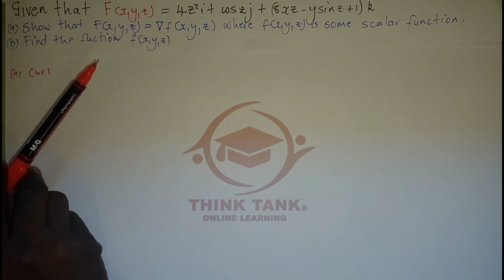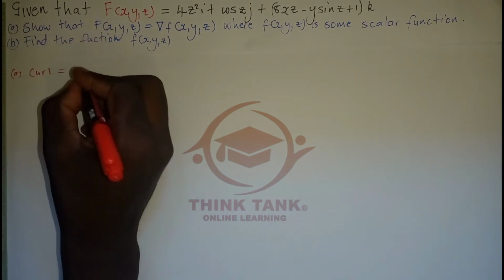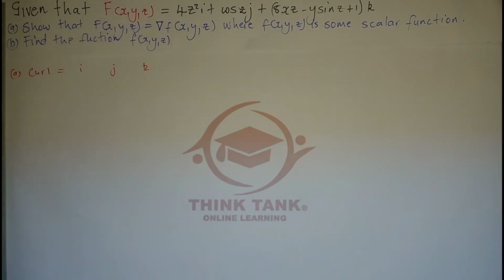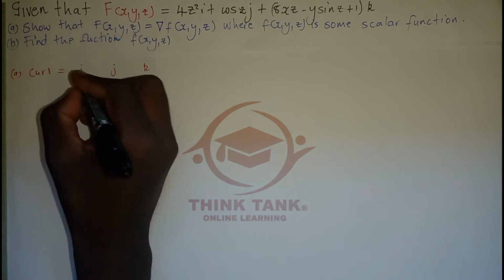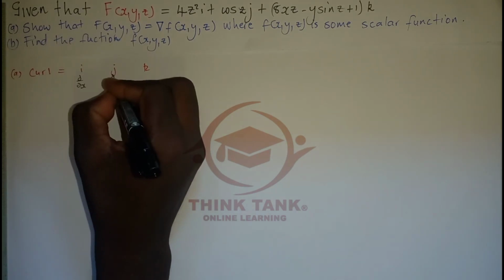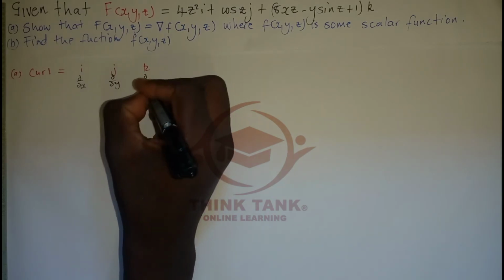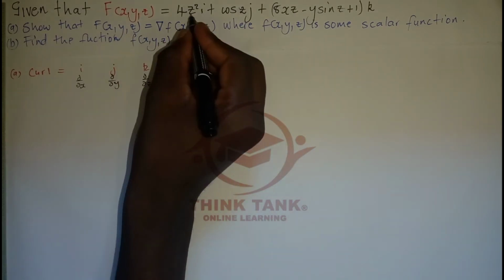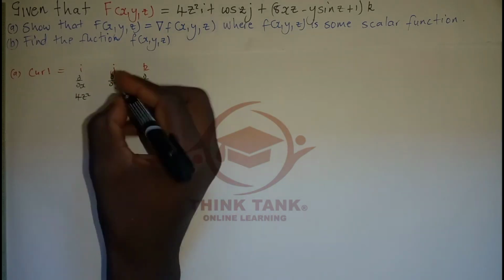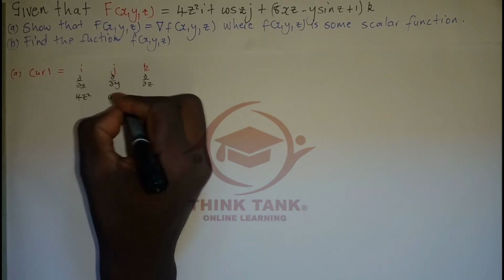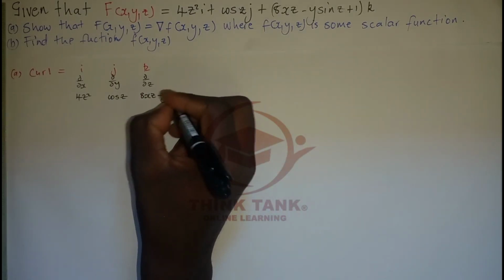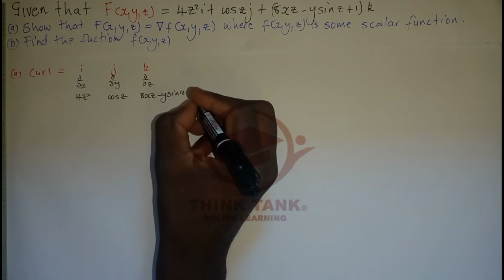To be conservative, the curl has to be 0. So we set up the determinant: the i component, the j component, and the k component. For the i component we write partial x, for the j component partial y, and for the k component partial z. On the x row we have 4z², on the y row cos z, and on the z row 8xz − y sin z + 1.